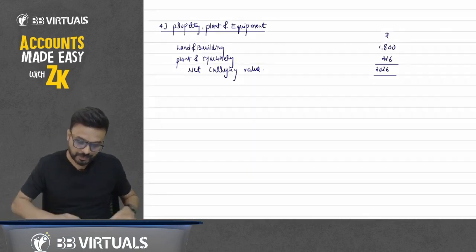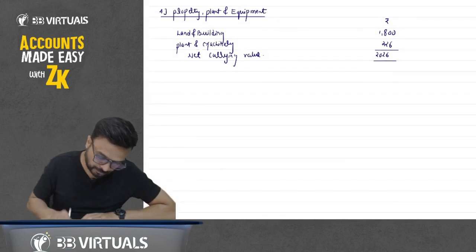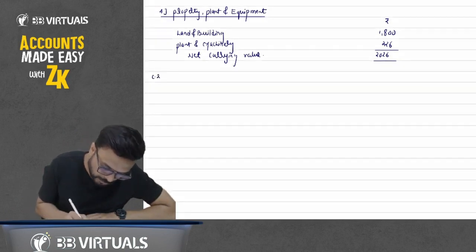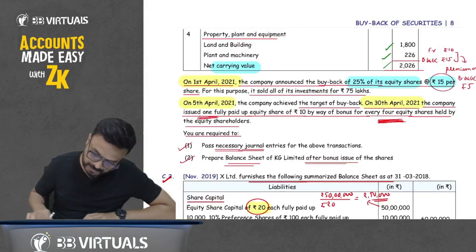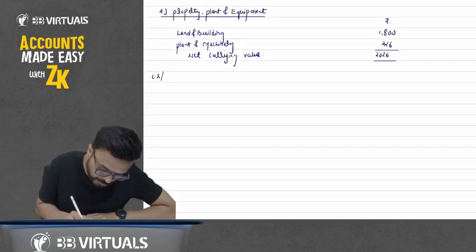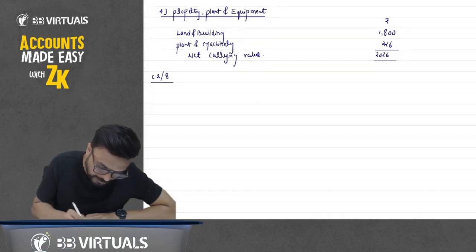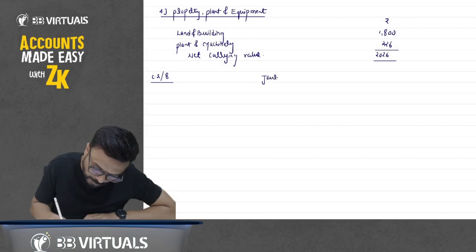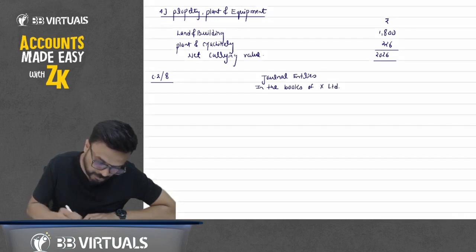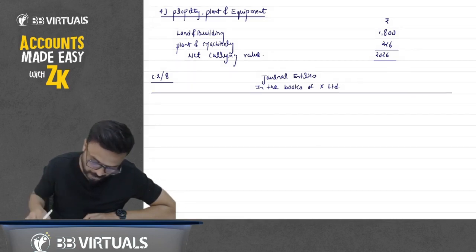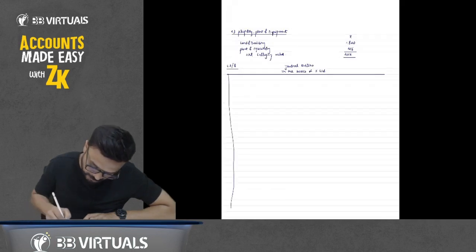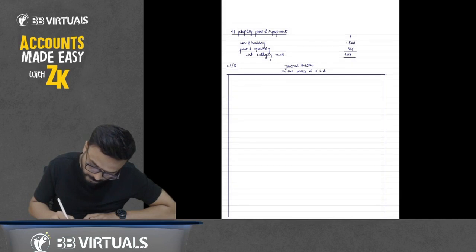Okay. Now, write down here, question number two, page number eight. Journal entries in the books of X Limited. And it will require one and a half page. So draw this for 1.5 page.